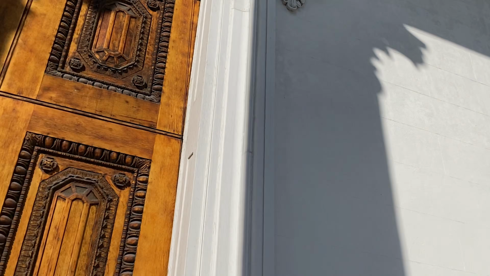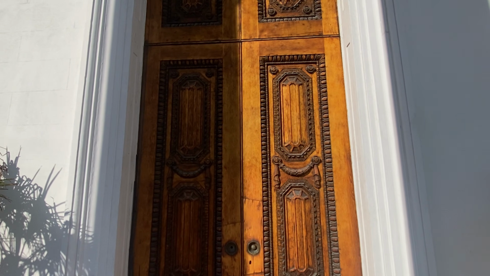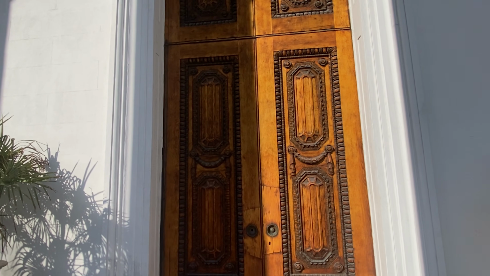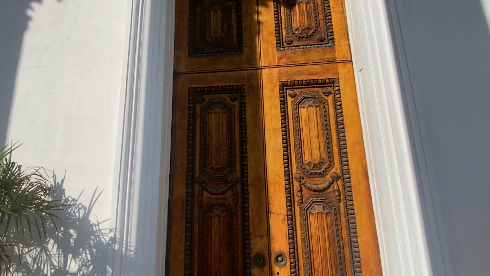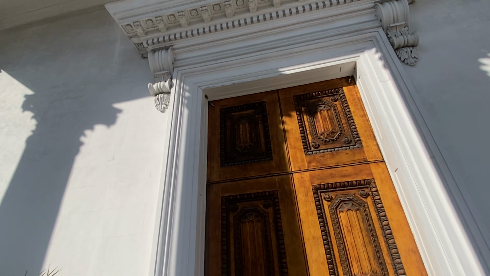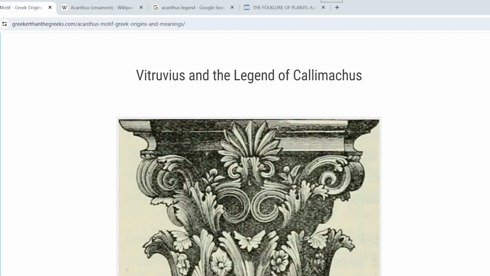And why is that? When it's used all over the world, but yet it's said that it came from a really frivolous thing. The reason given for why acanthus is used as a symbol worldwide in architecture and otherwise is actually from a legend called the Legend of Callimachus, which was related by the supposed writer Vitruvius, who was said to have lived from 75 to 15 BC.